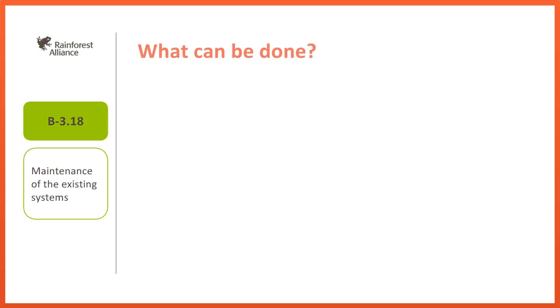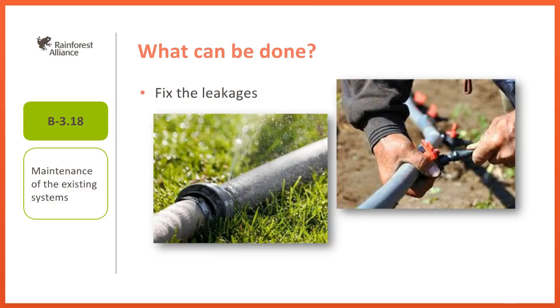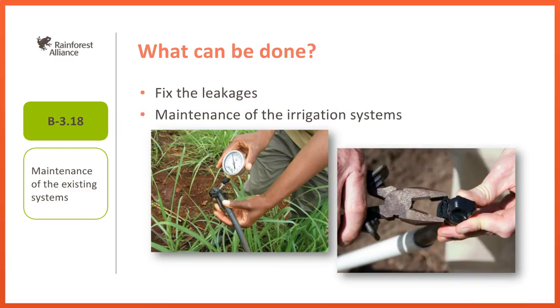What can you do so that water will always be available on your farm? Criterion B 3.18 requires the maintenance of the existing irrigation systems. You need to fix any leakage of the water distribution system on your farm. You need to conduct a regular maintenance of the irrigation system to ensure that it is functioning optimally.